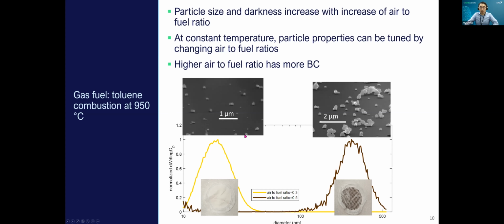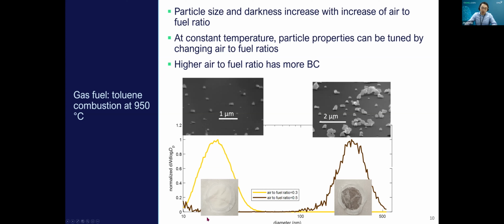We collect particles on the TEM grid and use our tilted SEM stage to take the tilted images. As you can see here, at higher air to fuel ratio, we have more black carbon, also known as soot particles, and moreover, particles from the high air to fuel ratio have a higher height to width ratio, which suggests they might have higher viscosity.